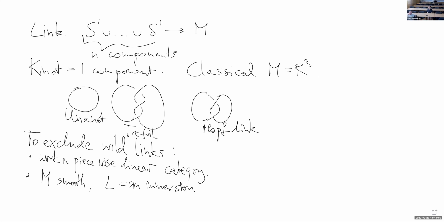And actually the Hauptvermutung was proved by somebody else whose name escapes me now. But still, every three-dimensional manifold has a unique smooth structure, and that was by Moise.